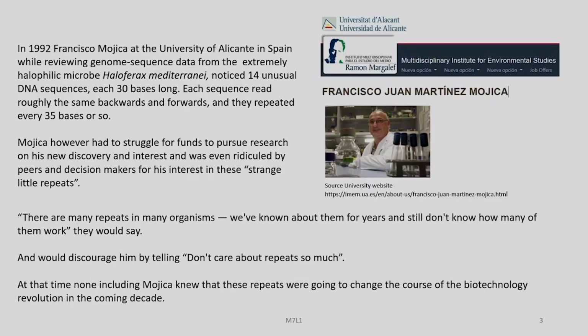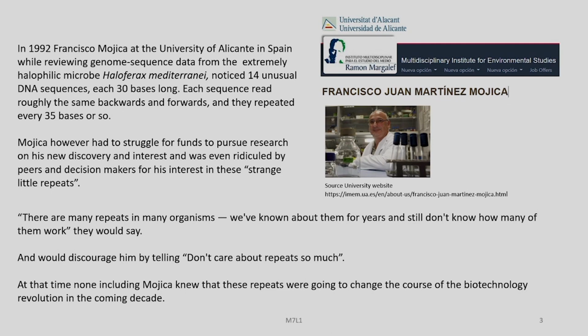In 1992, another researcher, Francisco Mojica, working at the University of Alicante in Spain, was reviewing the genome sequence data from an extremely halophilic microbe called Haloferax mediterranei, and he noticed that in this particular organism there were 14 unusual DNA sequences, each of which was 30 bases long, and each of these sequences read roughly the same backwards and forwards, and they repeated every 35 bases or so.